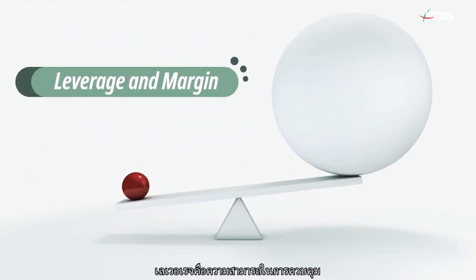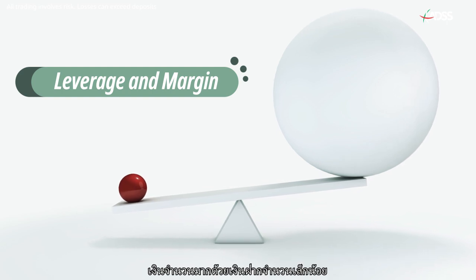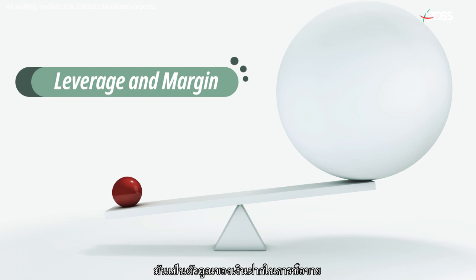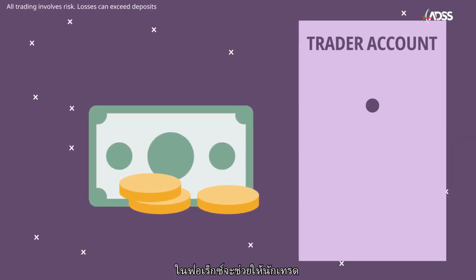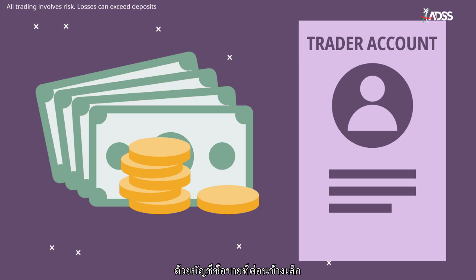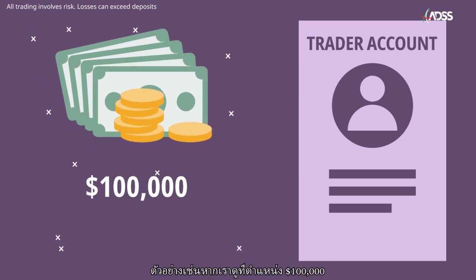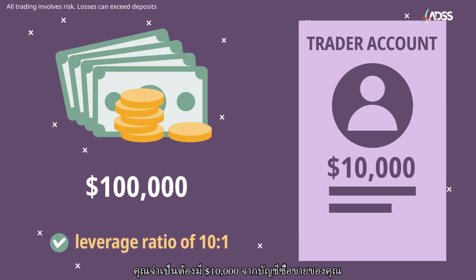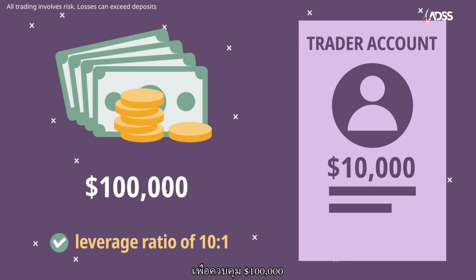Leverage is the ability to control a large amount of money with a small deposit. It is essentially the multiplier of a trading deposit. In Forex, it allows a trader to trade larger financial positions with relatively smaller trading accounts. For example, if we look at a $100,000 position and a leverage ratio of 10:1, you will need $10,000 from your trading account to control $100,000.